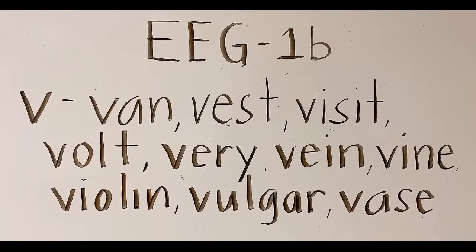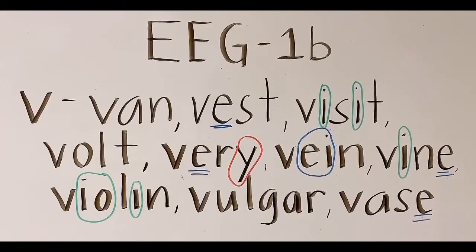Vine. Okay, next. Violin, violin, violin. Okay, next. Vulgar, vulgar, vulgar. Okay, last word. Vase, vase, vase. Okay, good. Now let's review the words.